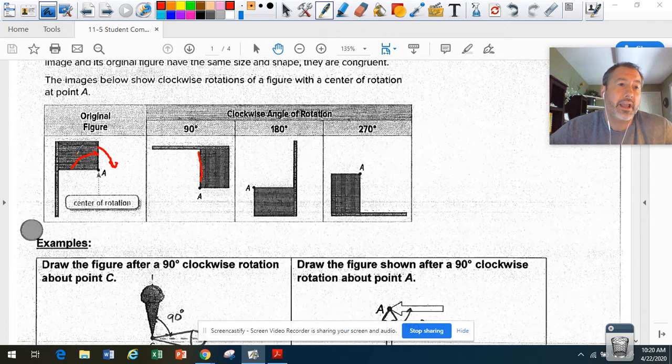Now, we can say, hey, 180 degrees, which basically means we're rotating it this time all the way around. This is going all the way over in here.